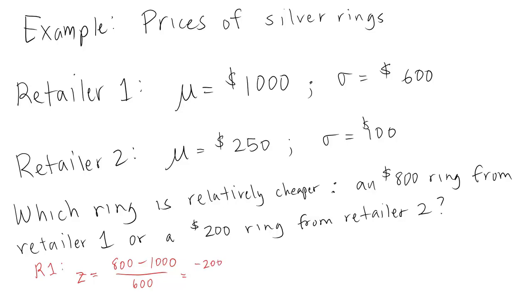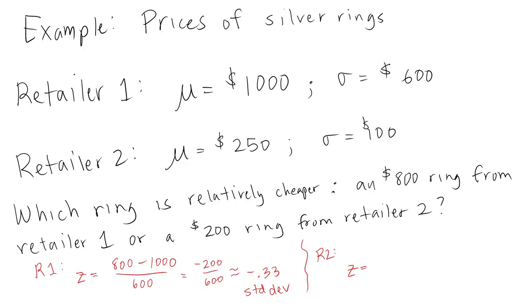So I get negative 200 divided by 600, and that doesn't come out perfectly. That comes out to a negative 0.33 approximately. I've rounded that to the nearest hundredth. Comes out to negative 1/3. I've rounded that to 2 decimal places, which is kind of the traditional place to round a z-score to, the hundredths place. This negative 0.33 isn't measured in dollars or hundreds of dollars. It's measured in standard deviations. So this answer is saying that a ring of $800 from retailer 1 is about 0.33 standard deviations below the mean. Less expensive than the average. Let's compare that to retailer 2's ring of $200.